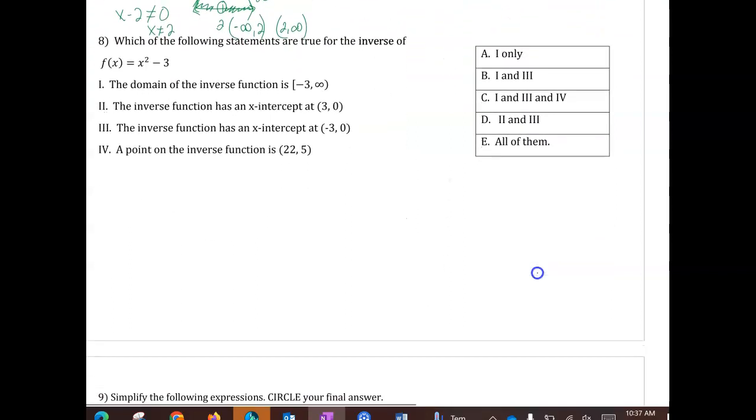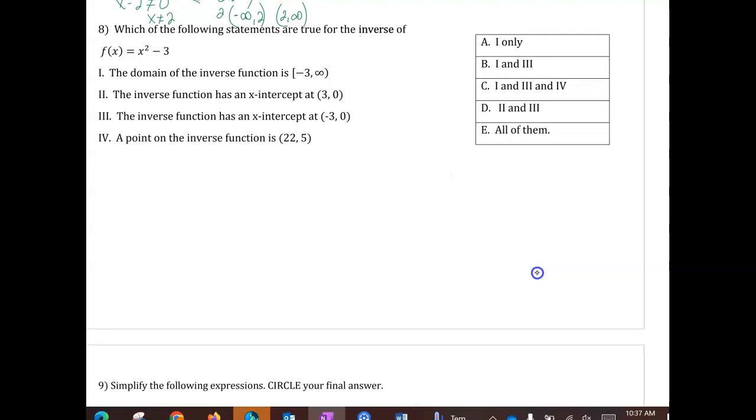All right, which of the following statements are true for the inverse? So we're actually going to find the inverse. So I'm going to switch f of x to x, because it was y, and x to y squared, and now I'm going to get y by itself. So I'm going to add 3. So again, I just added 3. And then I'm going to square root both sides. And I got to square root all of this. So just make sure all of x plus 3 is in that check mark.